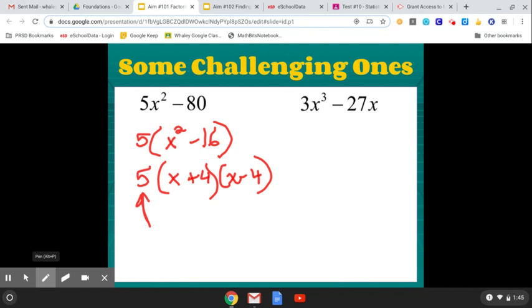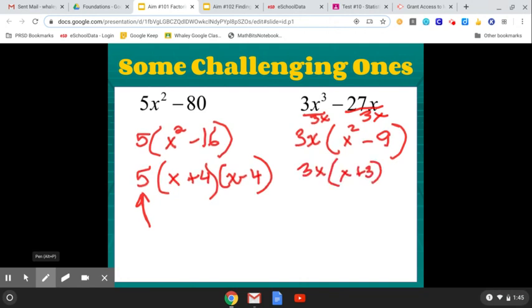All right, and this next one, a little bit more to it. 3 is part of the GCF, but there's also an x they have in common, so 3x is the GCF. So divide this by 3x, I end up with x squared. When I divide this by 3x, I get minus 9. So that factors again into x plus 3 and x minus 3. It's a difference of two perfect squares. And I'm done. Okay, and there it is, factoring completely.